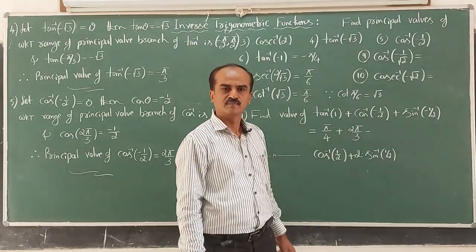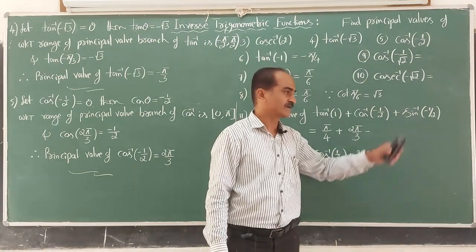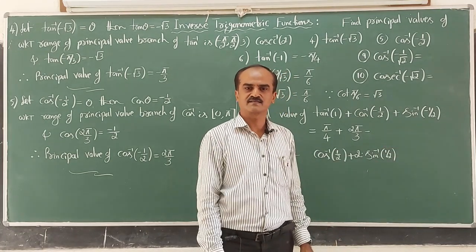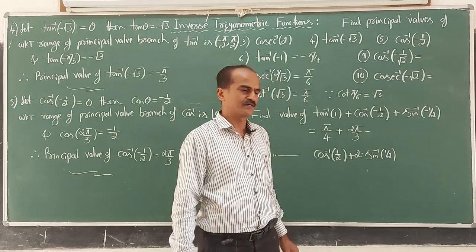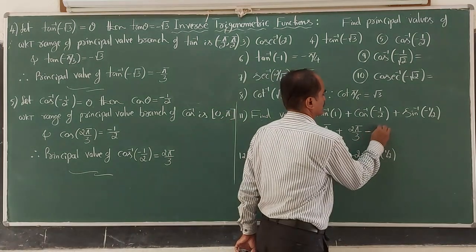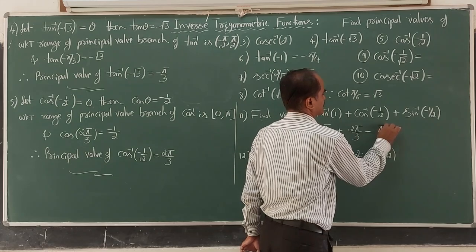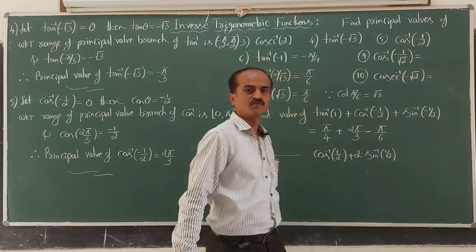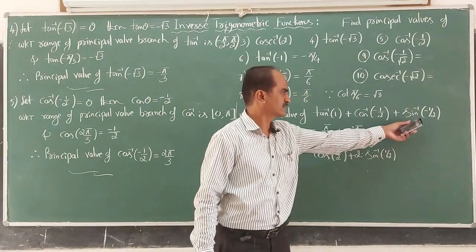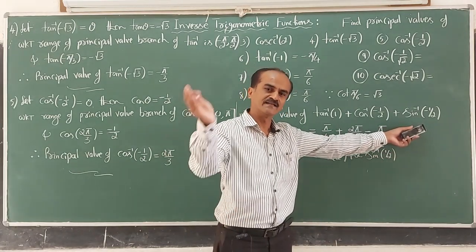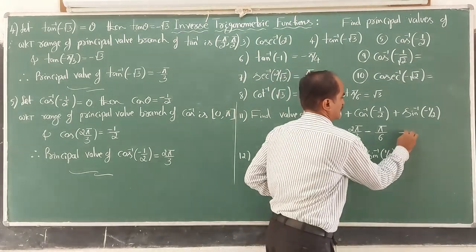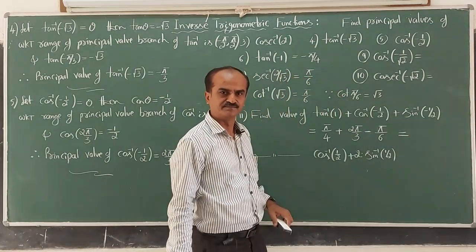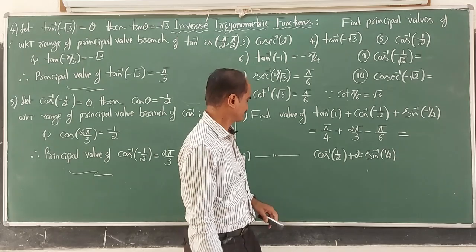Now sine of which angle gives us 1 by 2? Pi by 6. Now sine of minus pi by 6 is what? Minus 1 by 2. So therefore I have to write minus pi by 6. Sine of minus pi by 6 gives us minus 1 by 2. Therefore sine inverse of minus 1 by 2 is minus pi by 6. Simplify and write the result.